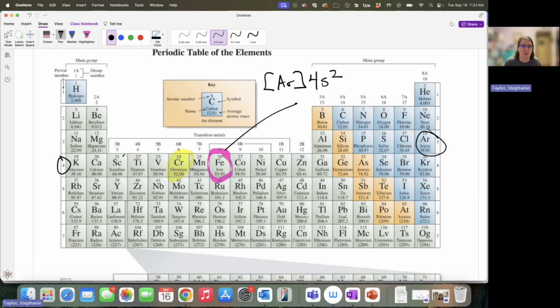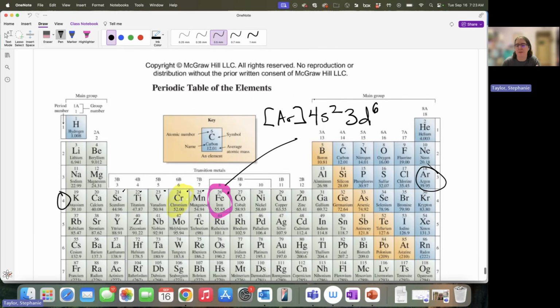and then iron is 1, 2, 3, 4, 5, 6. So I'm in the 3d subshell, and there's 6 electrons in the 3d. If I was to write this out looking at everything past the noble gas configuration, it would look like this for iron: 1, 2, 3, 4, 5, 6. Sorry, that electron looked like it wasn't actually on the line, and that's bothering me. There we go. So that's iron.